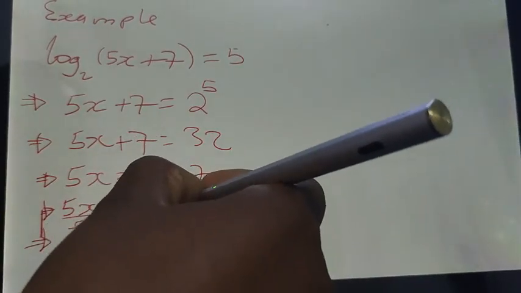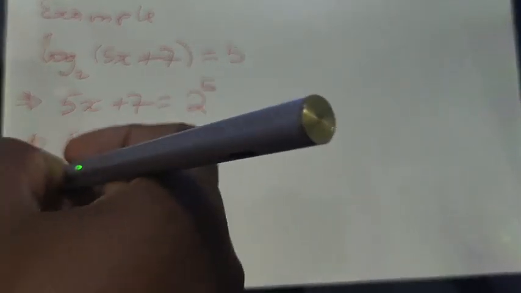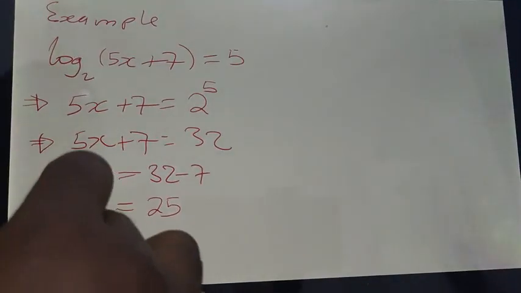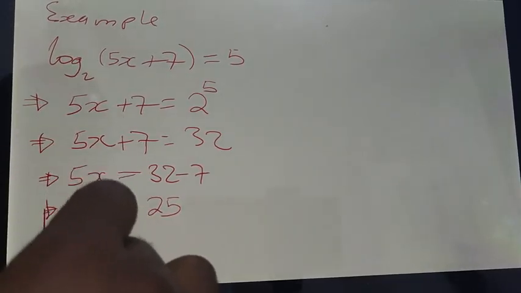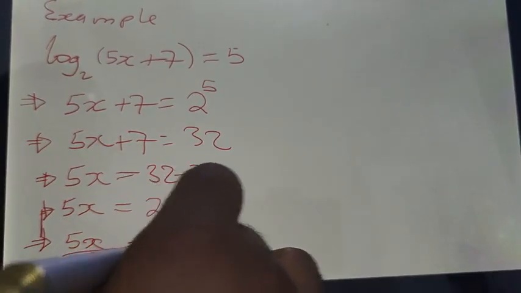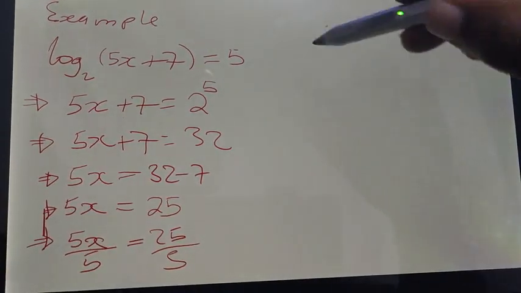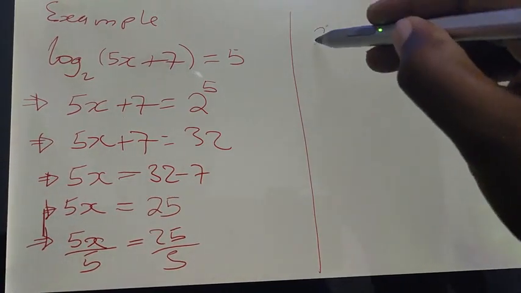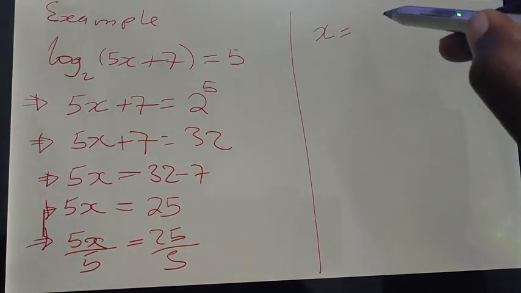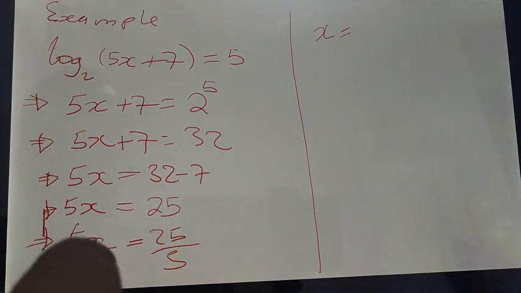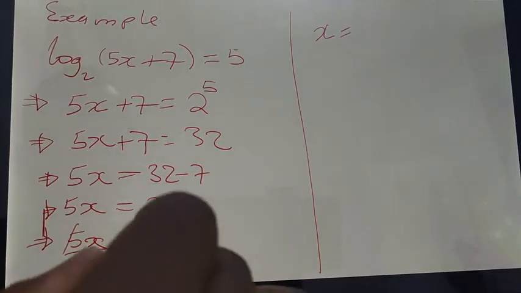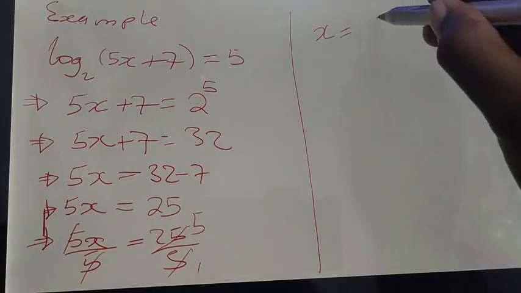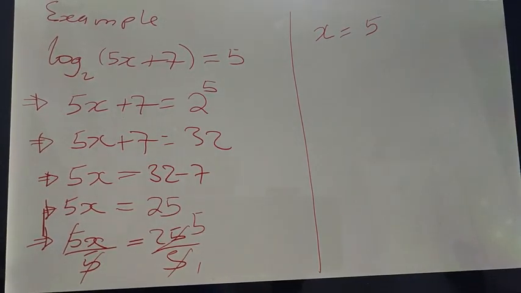Let's not jump this step. Then you have 5x divided by 5 is equal to 25 divided by 5. Then your x will be equal to 5, 5 into 5 goes 1, 5 into 5 goes 5. So that's your value of x. X is equal to 5. Good. That's example 1.